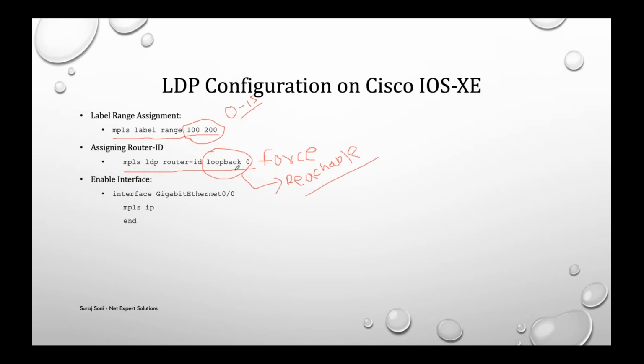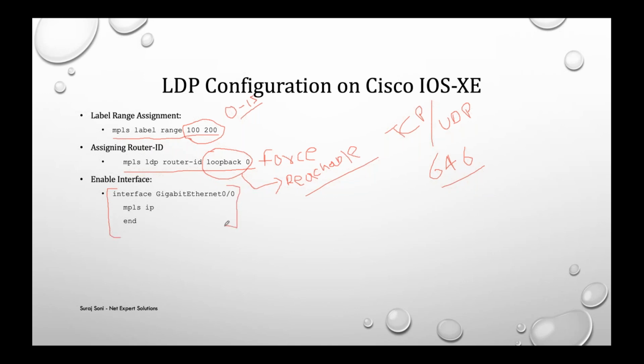because based on this IP reachability only, LDP will form the neighborship. I've already explained that LDP uses TCP and UDP port 646 for its internal transmission, but the neighborship will be based on this particular interface IP reachability. Then how to configure? Just go under the interface and use MPLS IP. That's all.